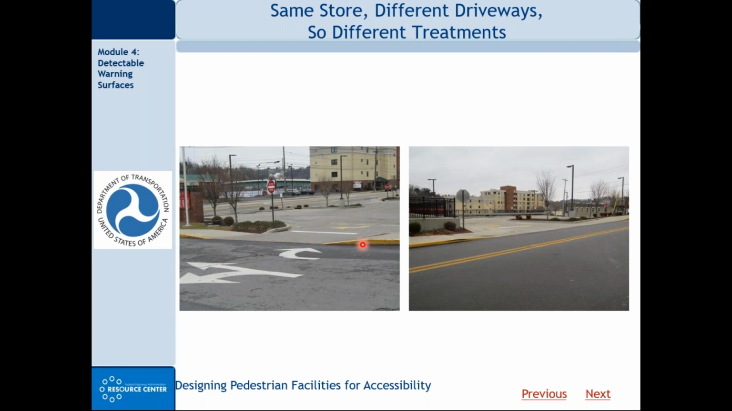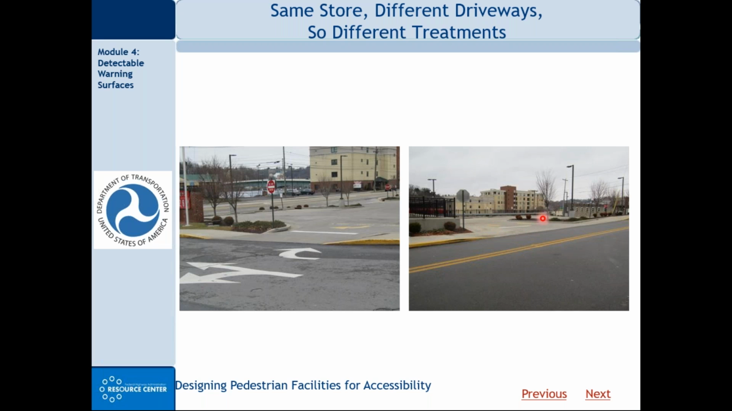And notice they did not choose to put detectable warning surfaces there. And if this was my project, I would have done the same thing. I agree with them on that. Believe it or not, this is actually a 2-story convenience store. So this is the upper level. This is kind of behind the store.